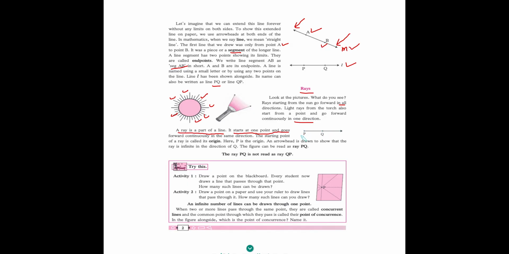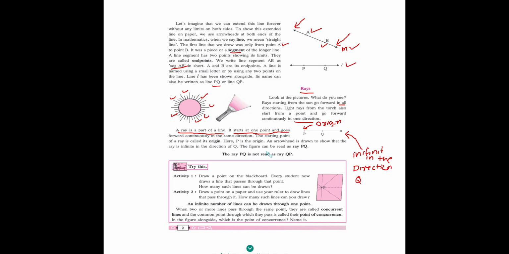Here we can see that the ray starts at the point P. The point P, which we call the origin, is where it starts. An arrowhead is drawn to show that the ray goes on infinitely in the direction of Q. So this arrowhead represents the infinite direction, in the direction of Q.